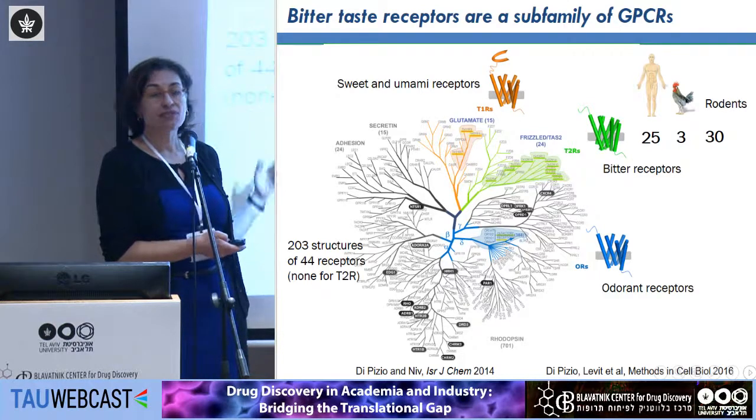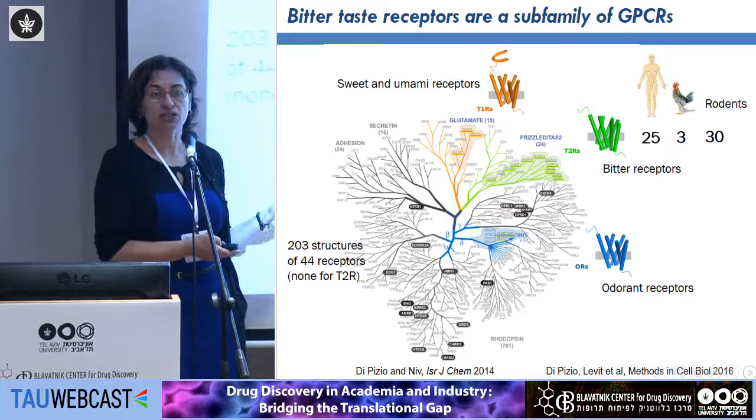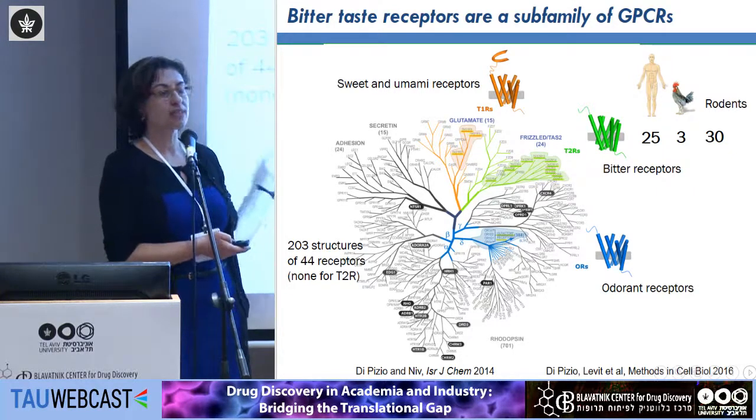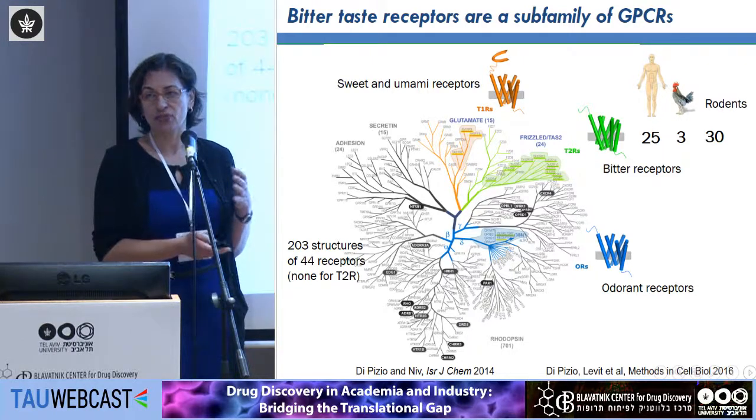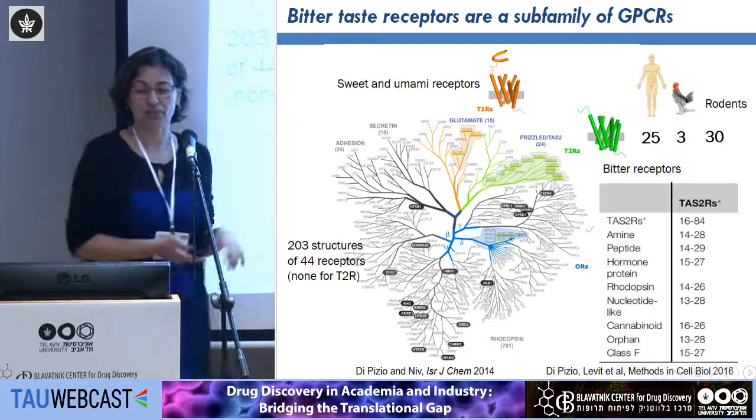For us, it's important to know these receptors, because now there are crystal structures for over 40 different members of the GPCR superfamily. Unfortunately, none of them is for the bitter taste receptors.